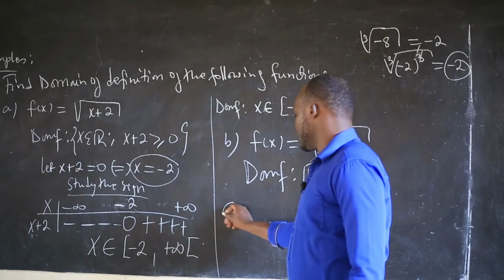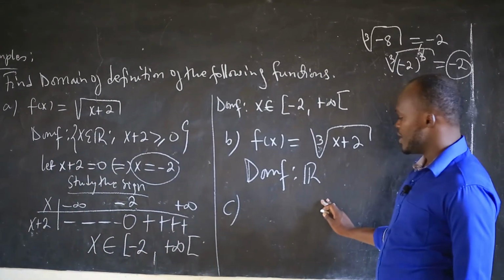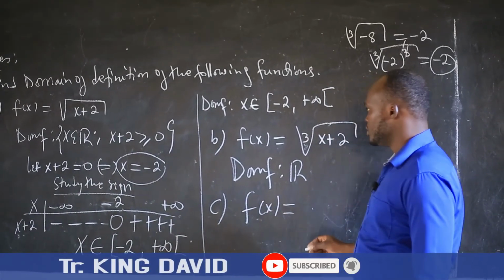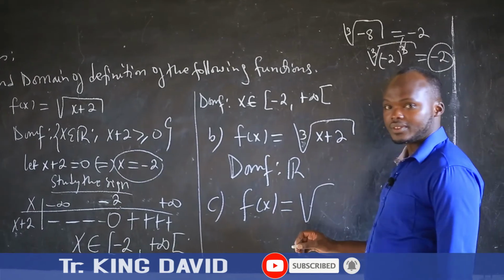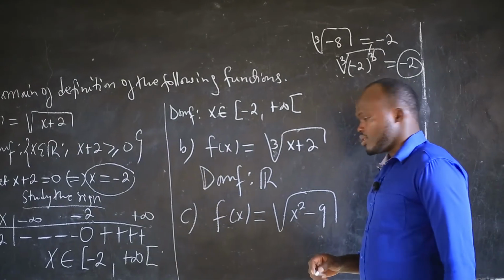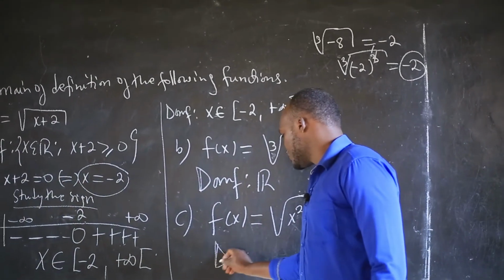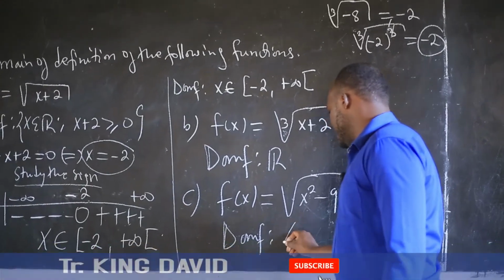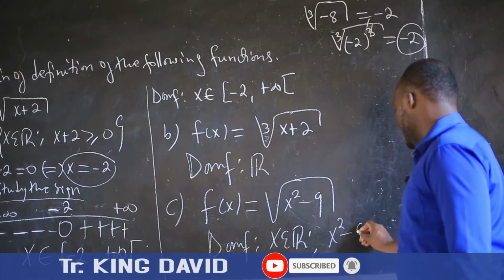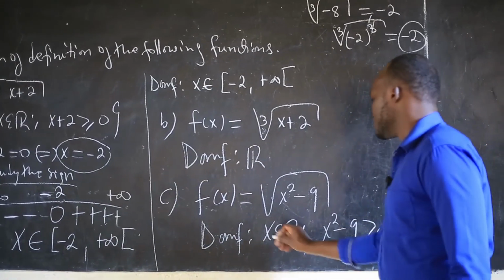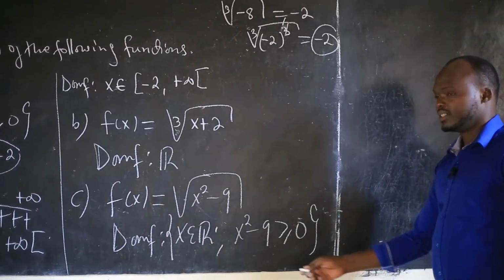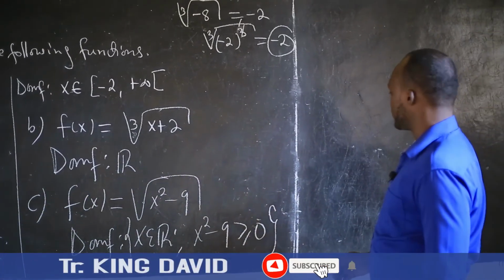Okay, let's go to C. I hope you are getting it very well. So let's go to C. We have f of x equal to the square root of x squared minus 9. So here the condition, we are going to say dom f is x, a member of real numbers, such that x squared minus 9 must be greater than or equal to 0. So we're going to follow this condition.